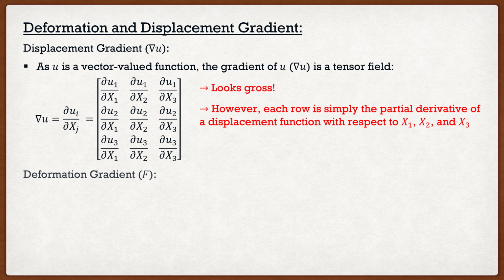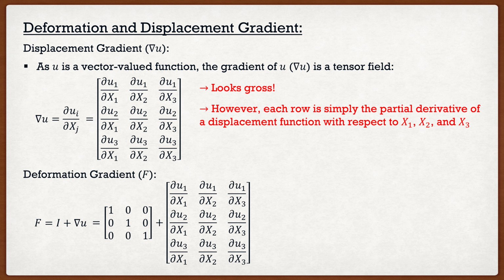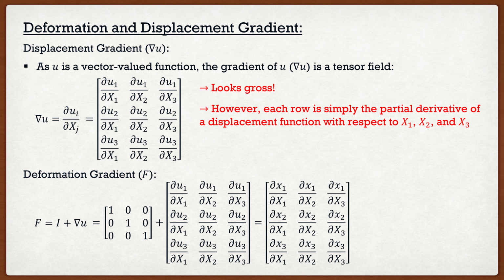Now, the second thing I threw at you guys was the deformation gradient F. Now, the deformation gradient F has a very nice relationship with the displacement gradient, where F is equal to I plus nabla u, where I, of course, is that identity matrix. From there, we can simplify it out into the following. So I have my identity matrix, and then I have my matrix of nabla u, and this actually simplifies into the following.